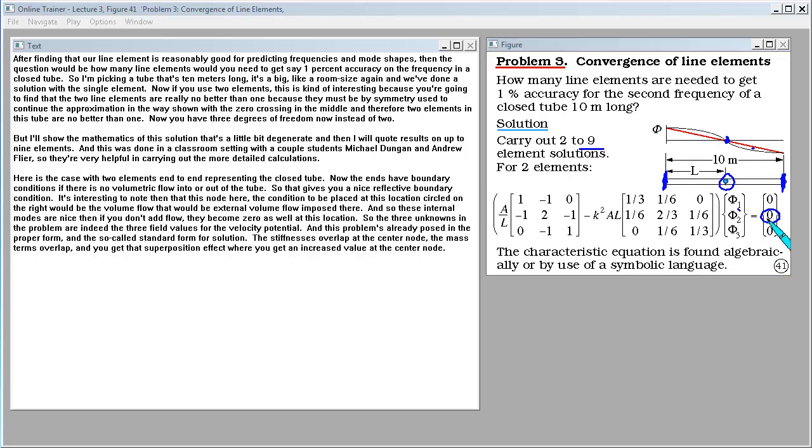And so these internal nodes are nice in that if you don't add flow, they become zero as well at this location. So the three unknowns in the problem are indeed the three field values for the velocity potential, and this problem's already posed in the proper form, in the so-called standard form for solution. The stiffnesses overlap at the center node, the mass terms overlap, and you get that superposition effect where you get an increased value at the center node.